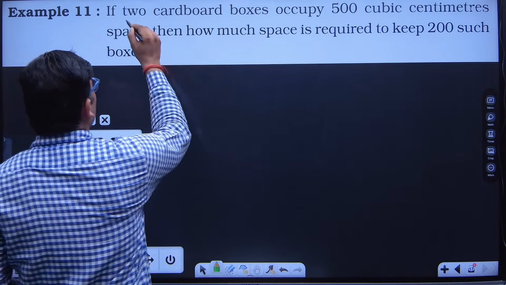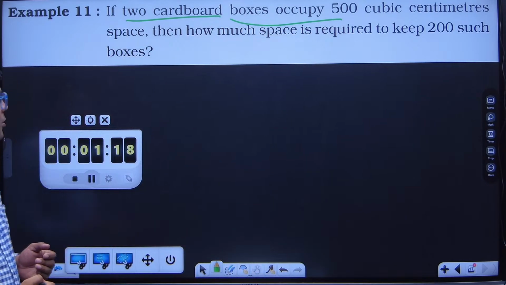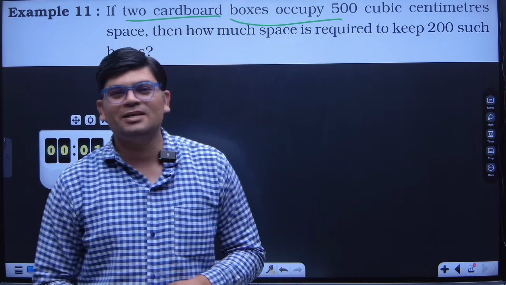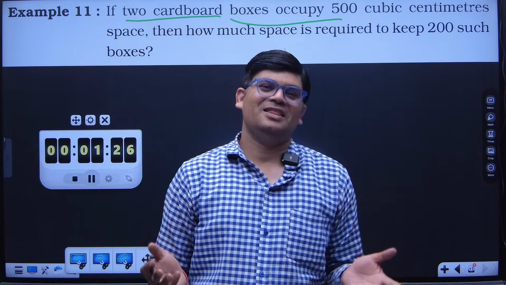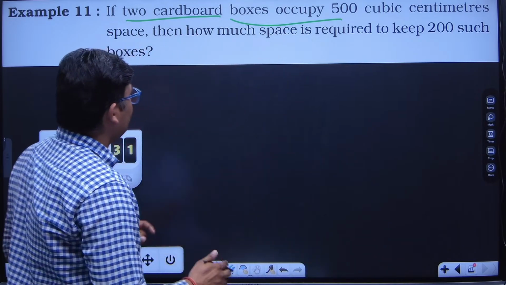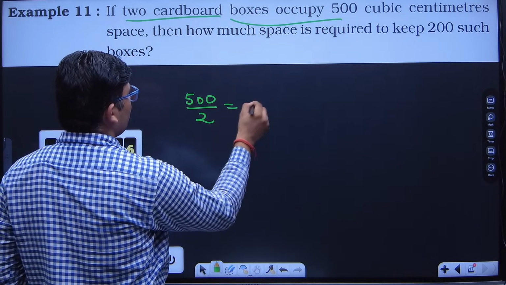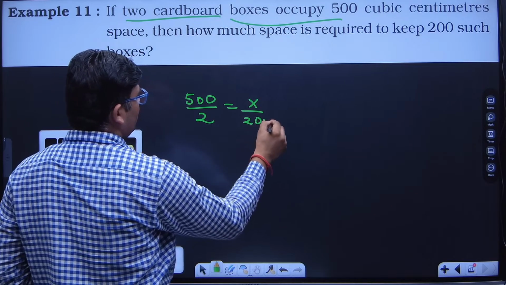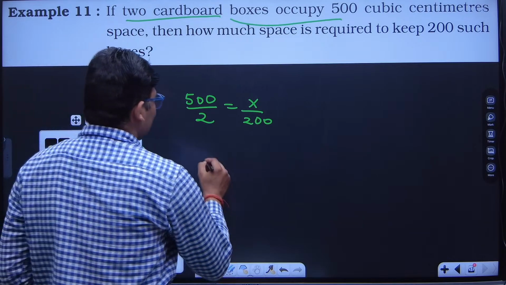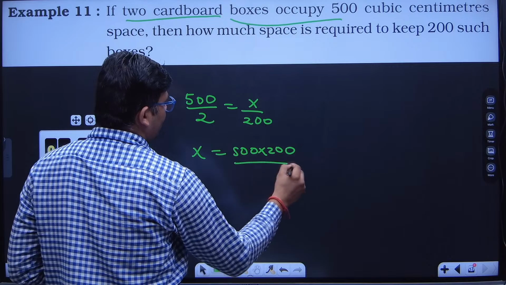See, if two cardboards are occupying 500 cubic centimeters of space, and I increase the number of cardboards, will the space also increase? Then what should be constant? The ratio must be constant. Ratio means 500 divided by 2 must be equal to x divided by 200. Are you getting it? So now x will be equal to 500 into 200 divided by 2.